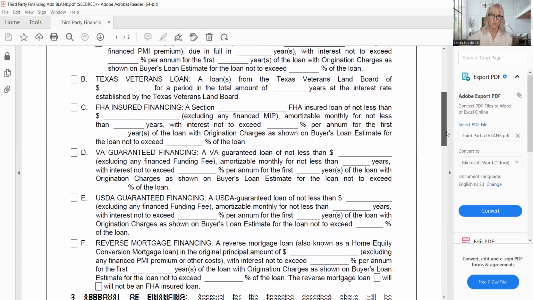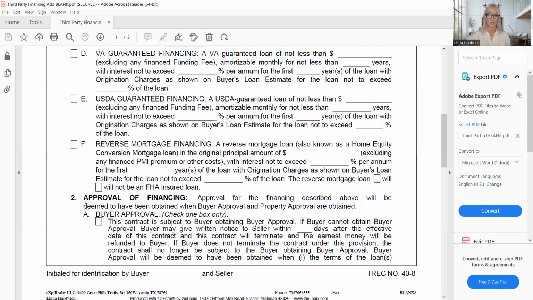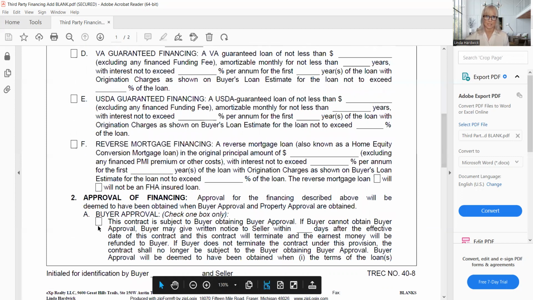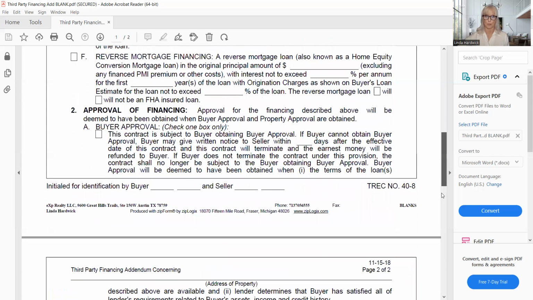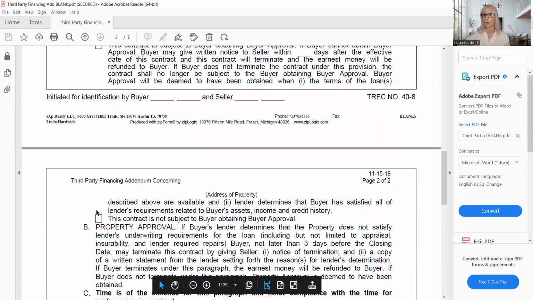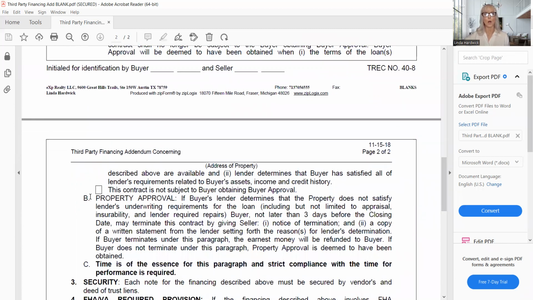The other thing you want to consider when you come down here and you're looking at this is paragraph number 2, where it asks if the buyer's approval is necessary or required to continue with the sale. And we're almost always going to check that it is. And then here we're going to put right here in this section the number of days we think that the lender will need to get that loan approved. If the contract was not subject to the loan approval, we would check this box here, but I've very rarely seen that ever checked. And then property approval.